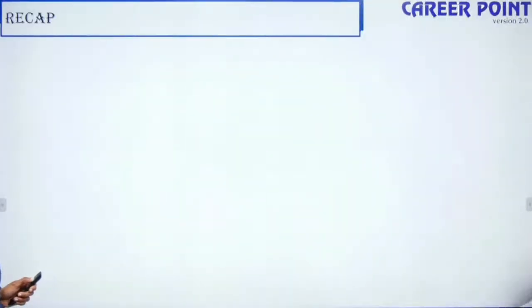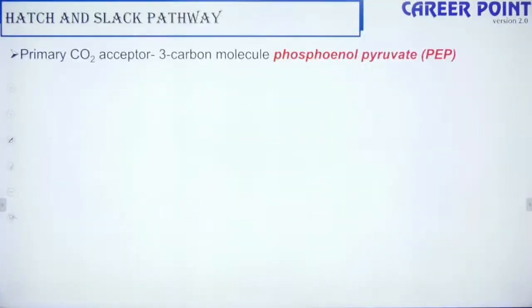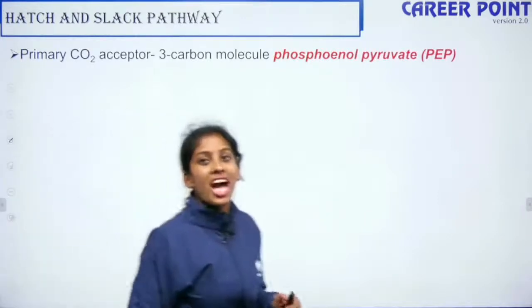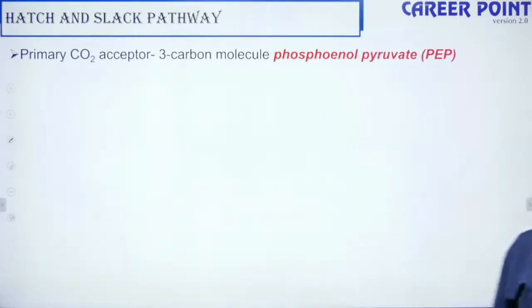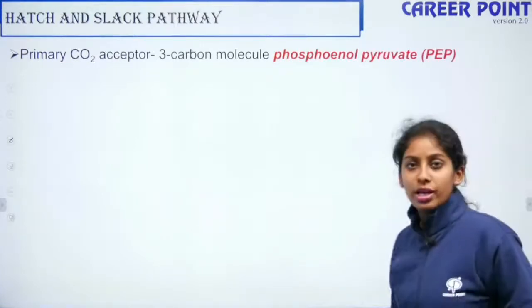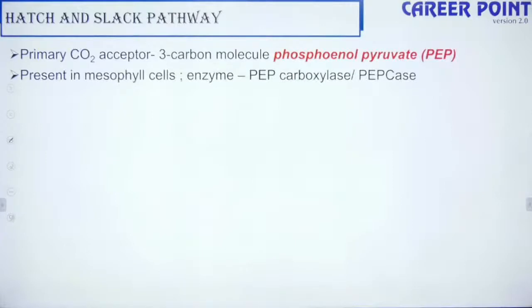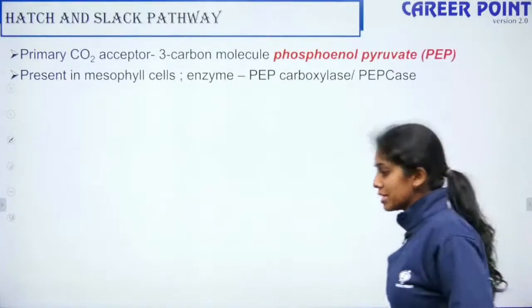Now we go to the C4 plants. The C4 pathway is also called your Hatch-Slack pathway, so that is another name. The primary carbon dioxide acceptor is a 3-carbon molecule here, that is your phosphoenol pyruvate. This is present in your mesophyll cells.